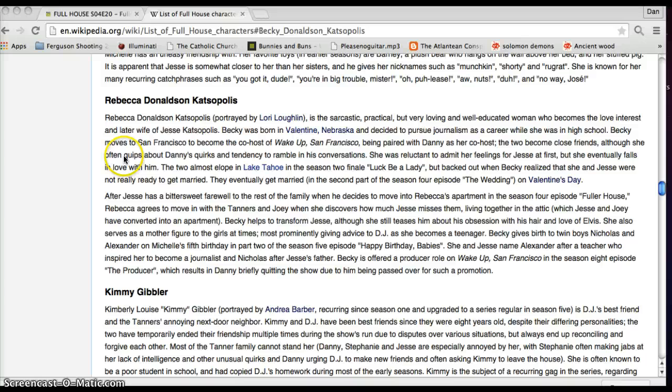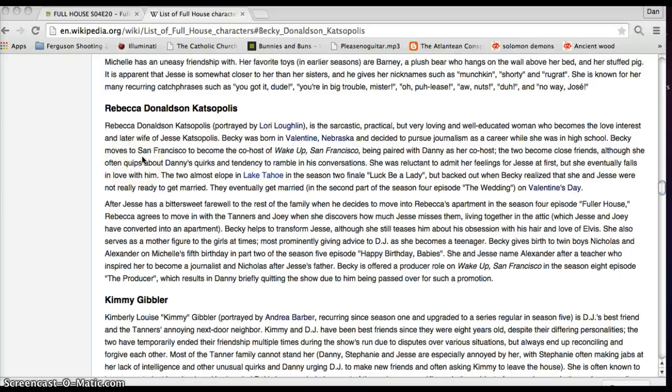And then his co-host is Jesse's wife, Rebecca Donaldson, right? Well, Rebecca Donaldson is actually from Nebraska. And when I think of Nebraska, I think of Teen Wolf, the movie, where there's a ton of Nebraska Cornhusker stuff in the background. I still don't know why, because the movie's nothing to do with there. But anyway, look where Rebecca Donaldson is from on the TV show. She's from Valentine, Nebraska. So I mean, what are the odds of that?